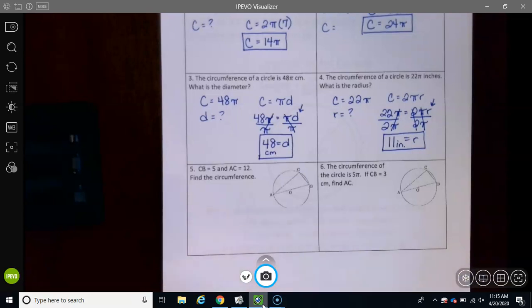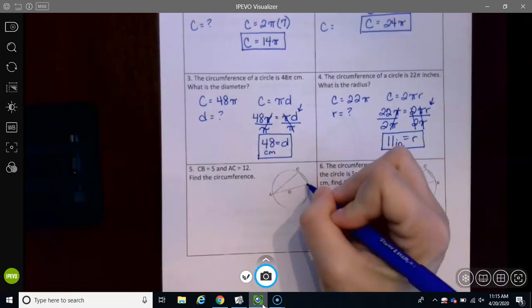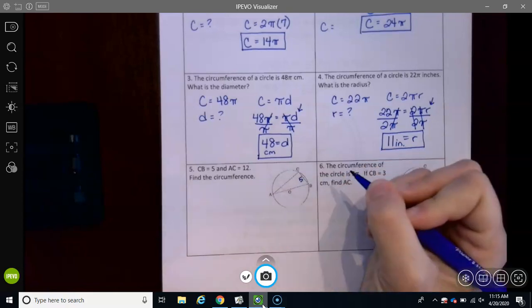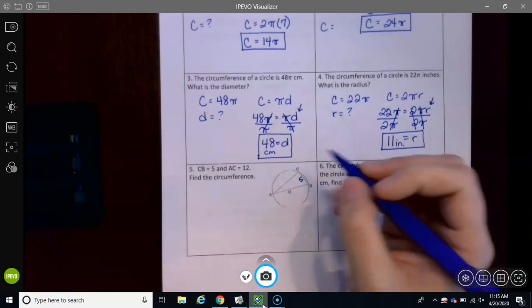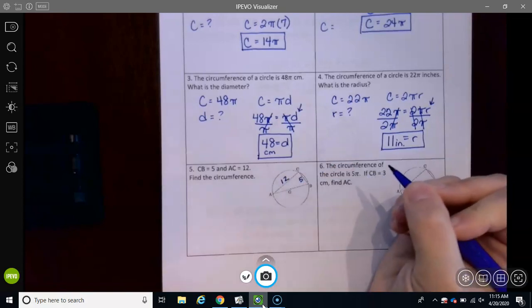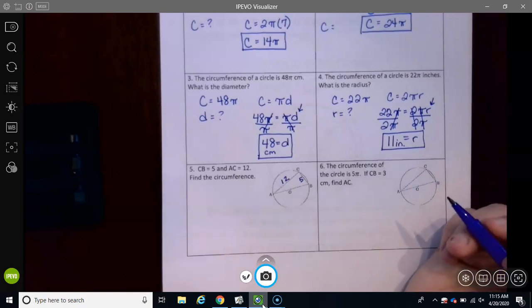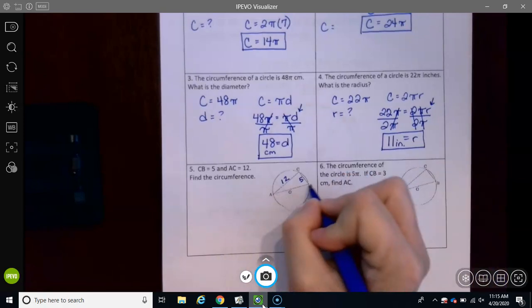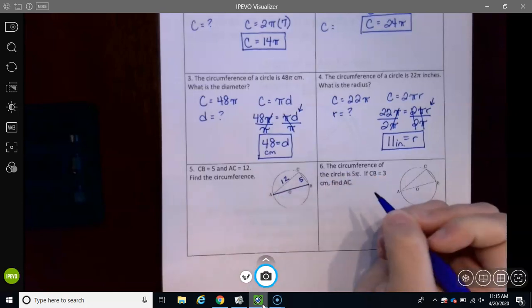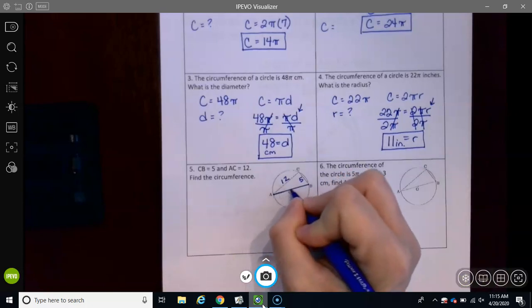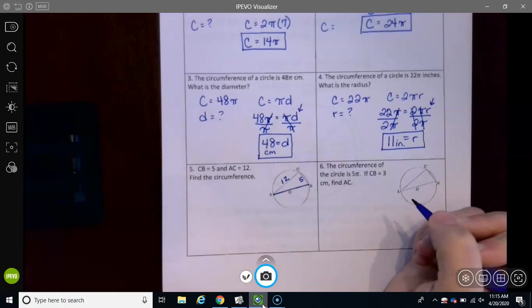Number 5, they tell me that the distance from C to B is 5, and the distance from A to C is 12, and they want you to find the circumference. So what we can do, neither one of those are the radius or the diameter. So what we need to do is solve for this side here. And what we do know is this is the diameter. You can see it goes all the way across the circle and it goes through the center of the circle. So that is the diameter.